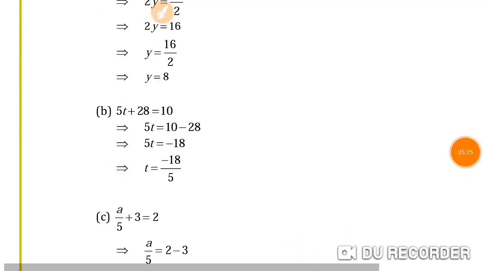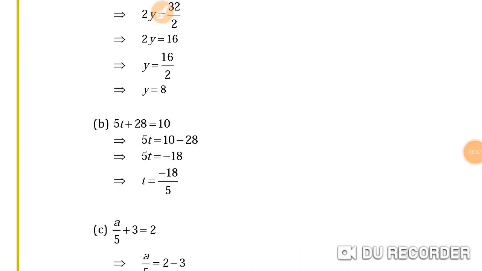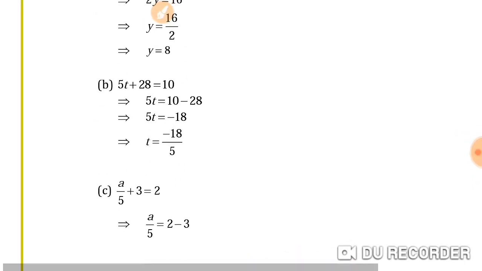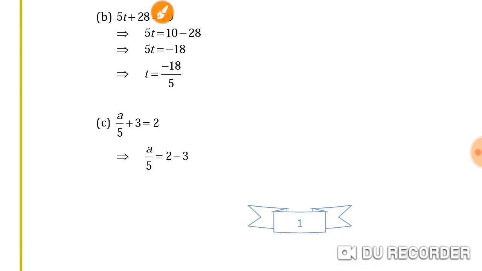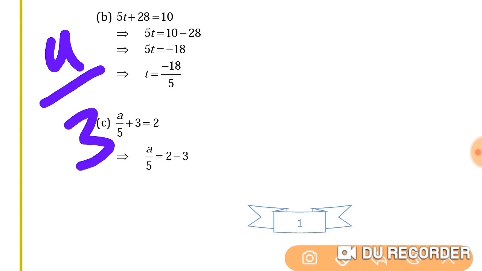So here the second is also the same. First transfer 28 and then 5 division. Here I'll choose C1 to solve. Here a by 3 plus 3 is equal to 2.